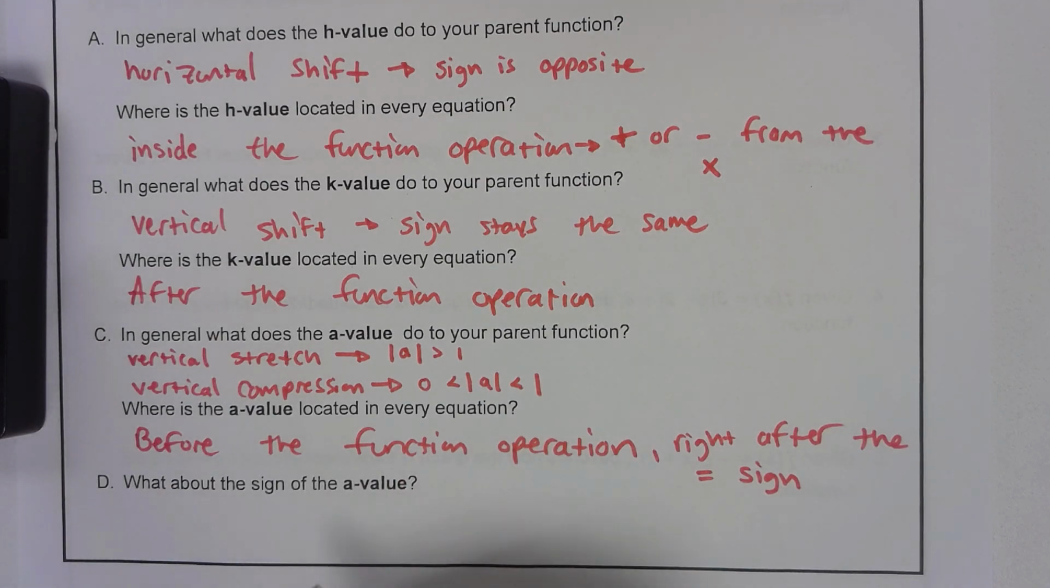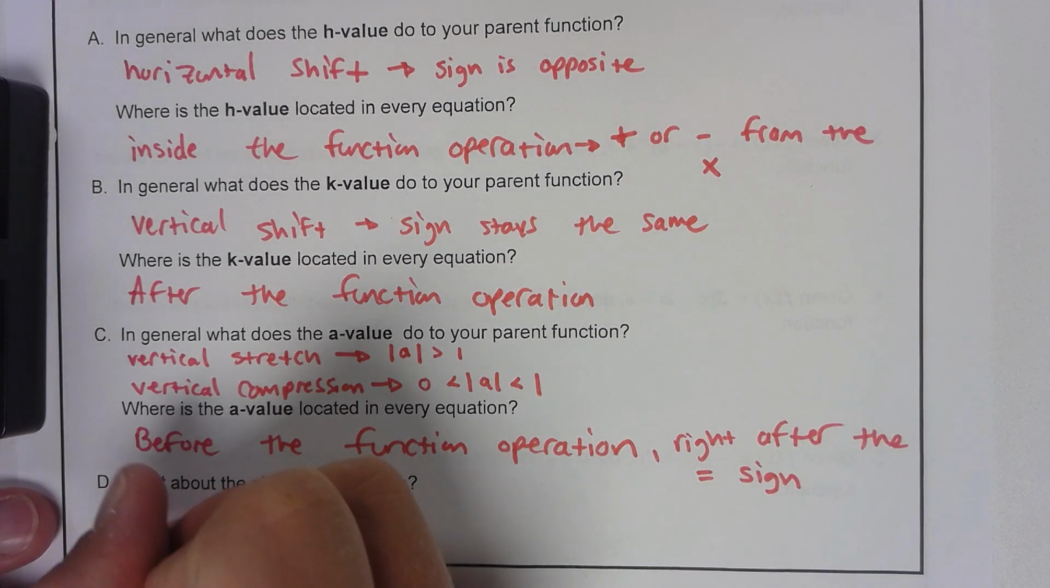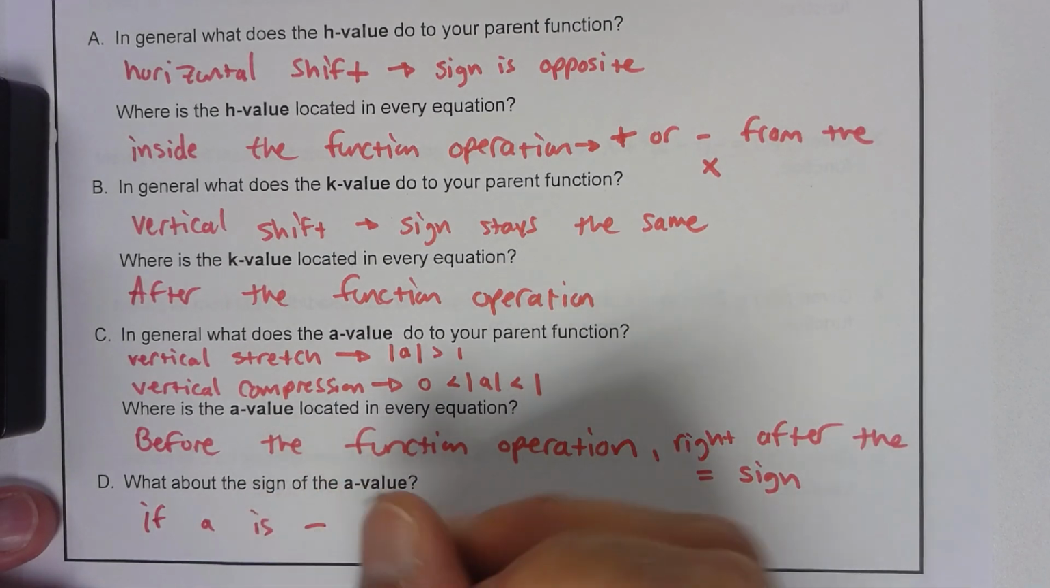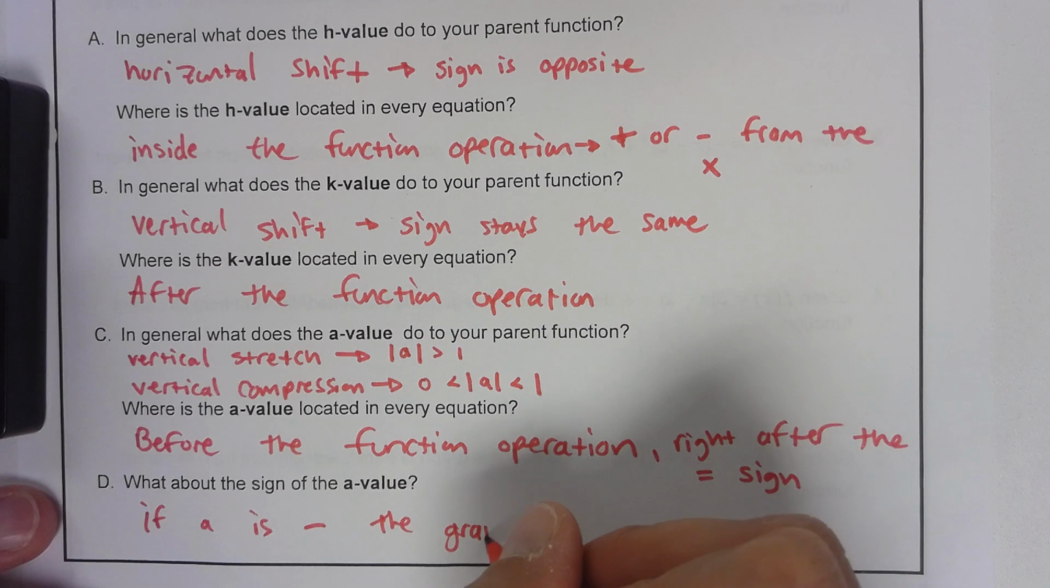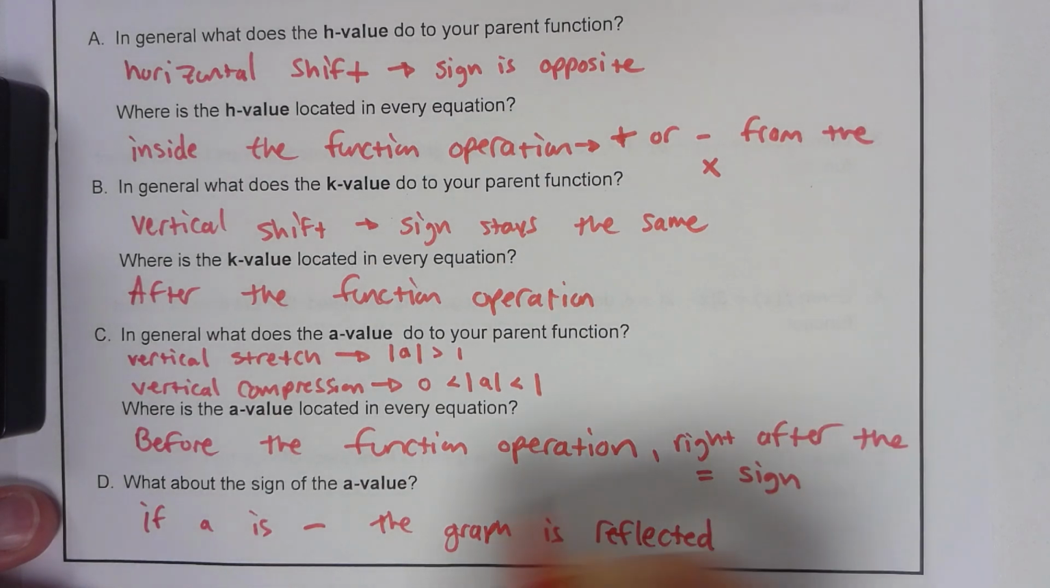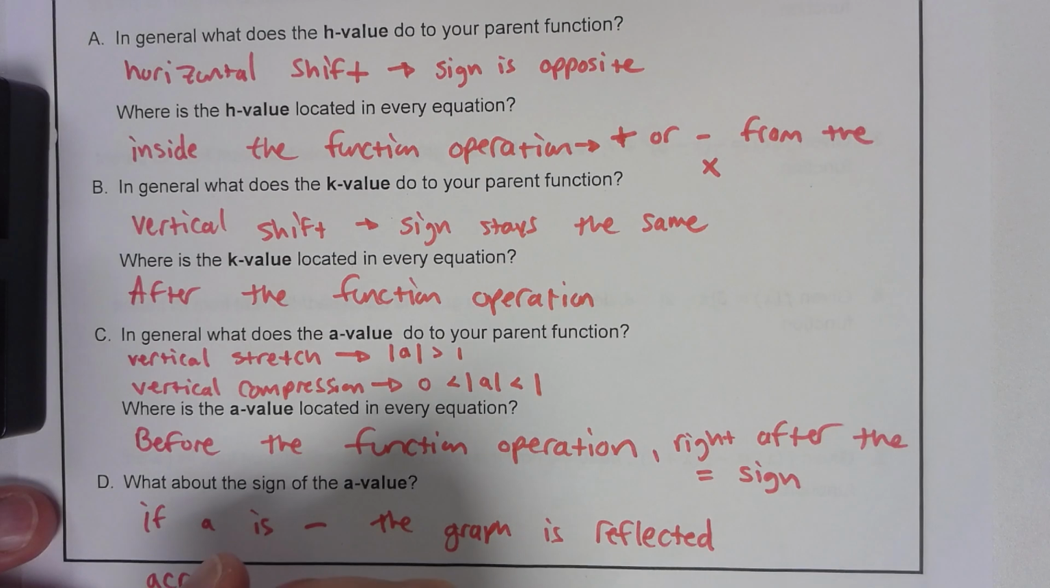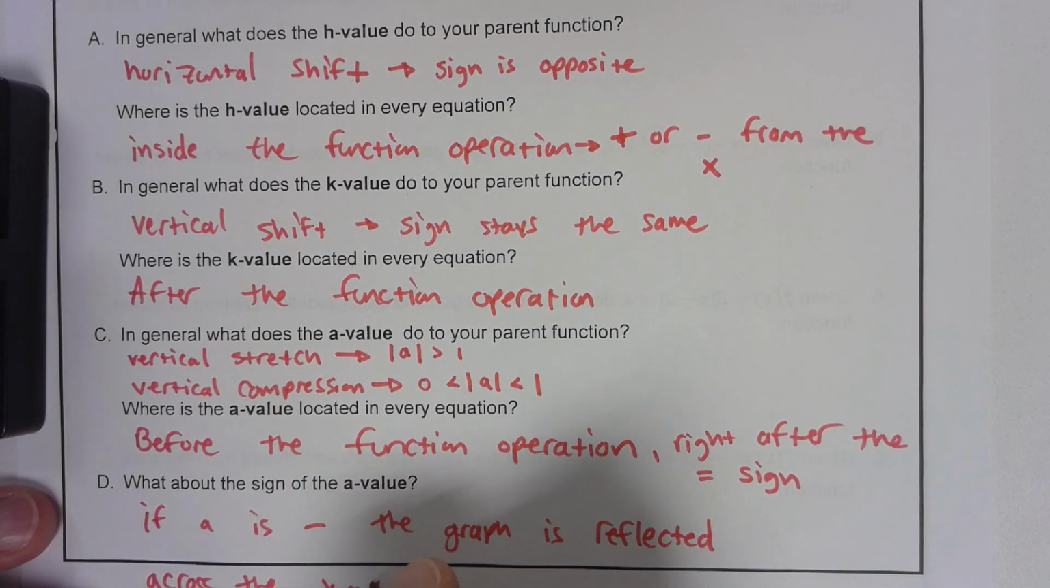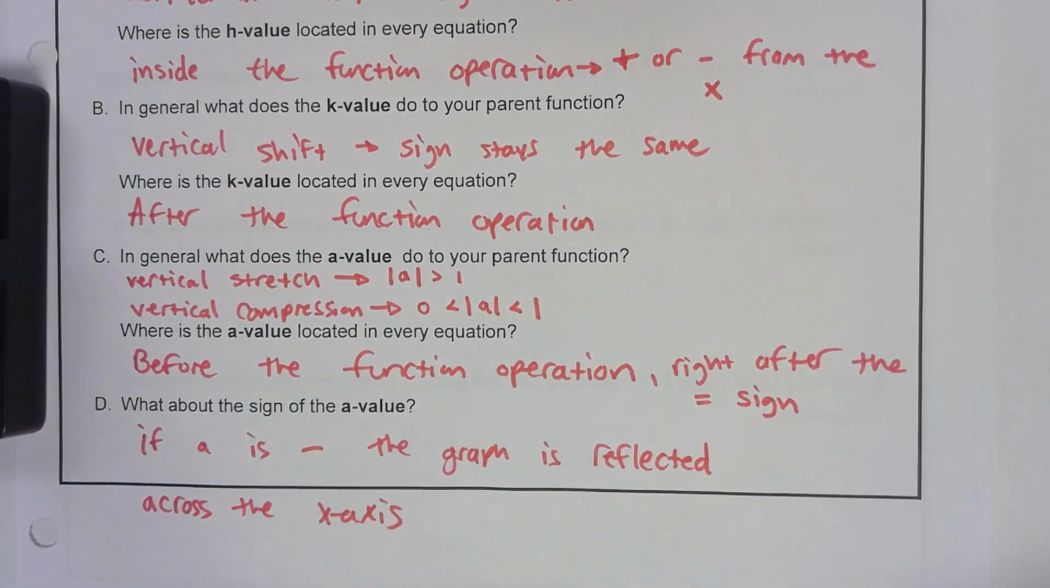I don't know if the sign of the a value is what we should think about here, more what happens if the a value is negative. So if a is negative, the graph is reflected, and it's reflected across the x-axis. And all of those transformations, again, are a summary from what we had covered on Friday. We even finished a little bit of that. And actually, that was all Friday.